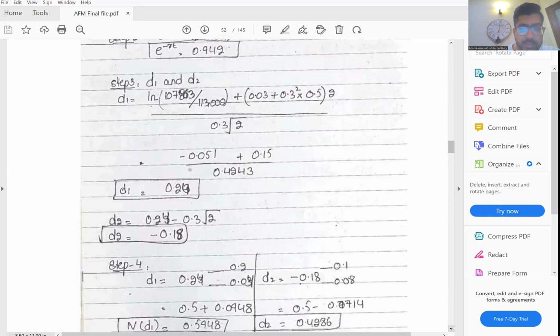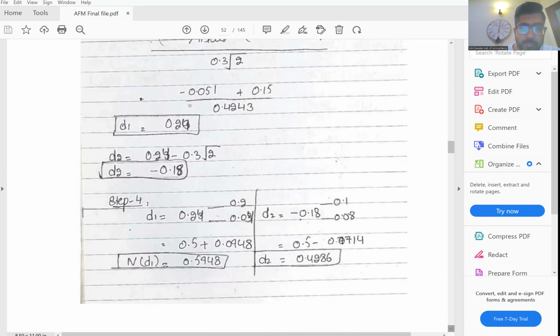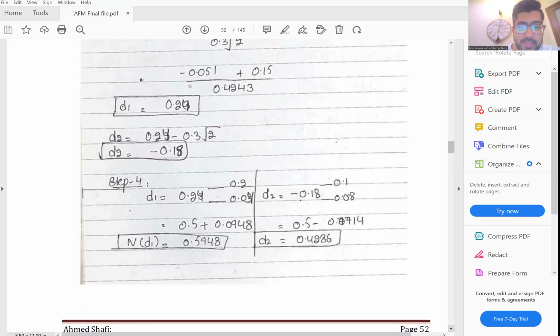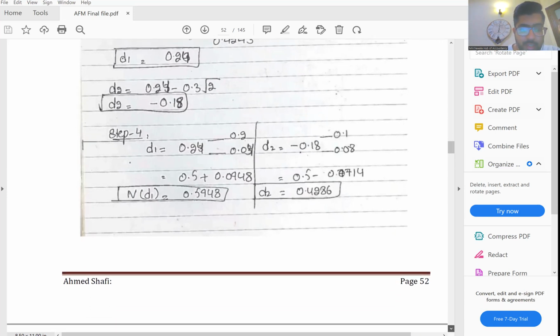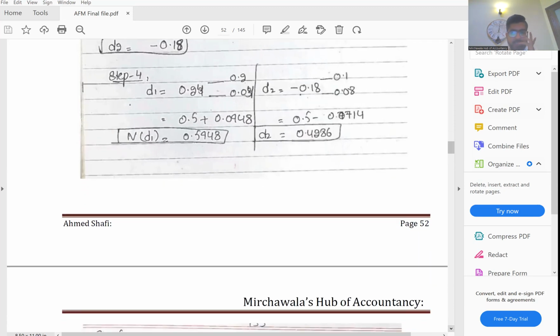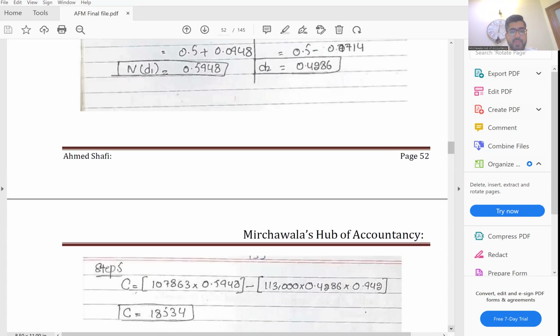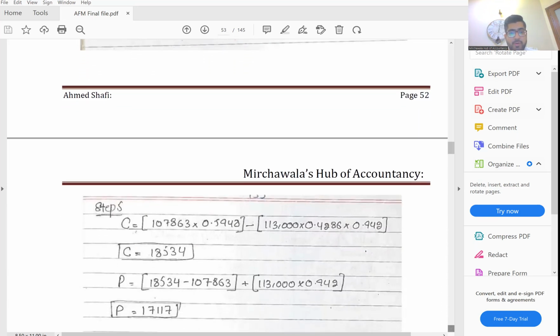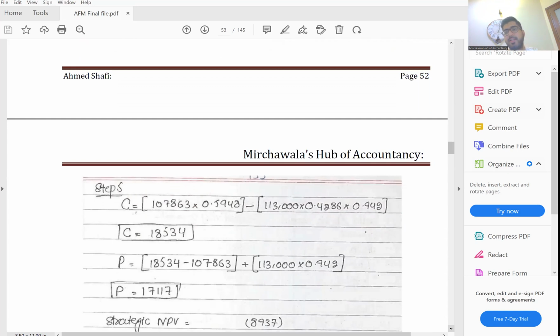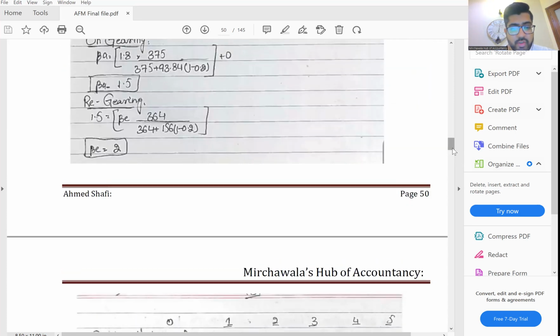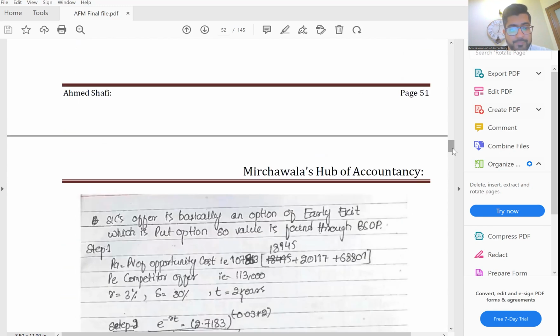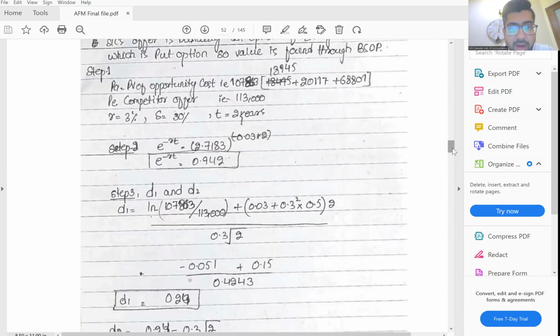Negative 0.18. Then step 4, D1 0.24 was split into 0.2 and 0.04 and then looked at the normal distribution table to get ND1. And for D2, it was split into 0.1, 0.08, looked at the distribution table to get ND2. And once you get ND1, ND2, step 5, you get a call option value via the long formula 18534. You get put option value via the long formula 1777. So much hectic task, 5 steps. First find PA, PE, RST, then E minus RT, then D1, D2, and normal distribution, and then call and put value.